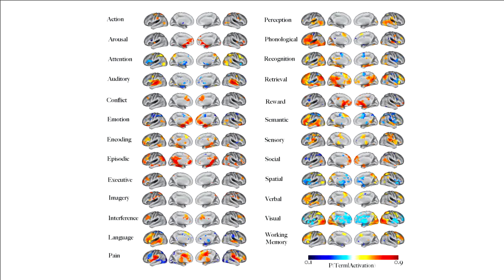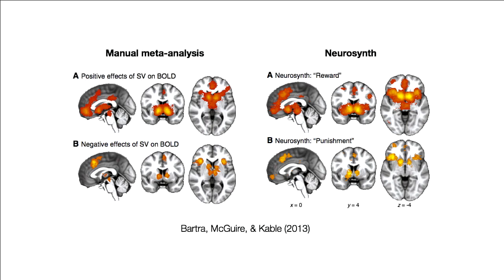Right? So here you have a meta-analysis for action, arousal, attention, auditory, conflict. And I think if you scan these, if you work in any of these domains, you can look at these and they will generally look reasonable. There are some exceptions, which we could talk about, but by and large, I think what you see is what you would get if you do a careful meta-analysis on a broad domain.